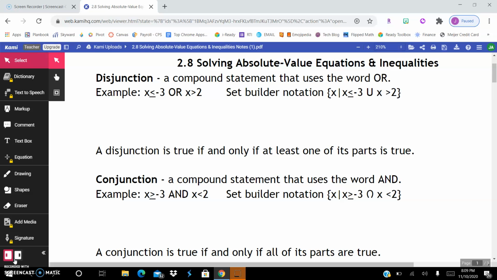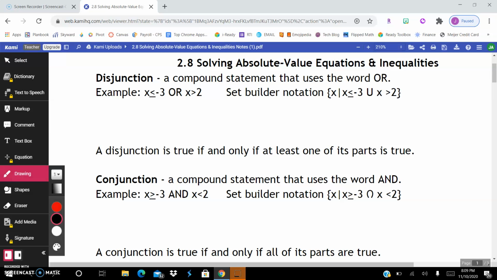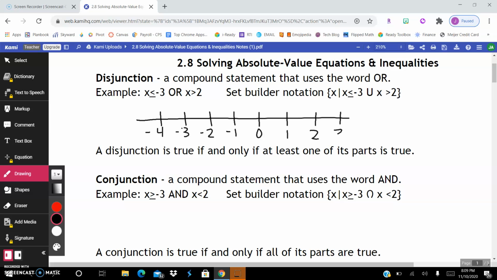In set builder notation, we are going to have both inequalities in there, and we're going to use the letter U in place of the word or. So if we were to graph this on a number line, it would look like this. In our first one, we're going to look at just this inequality here.